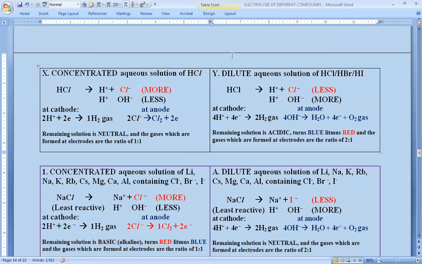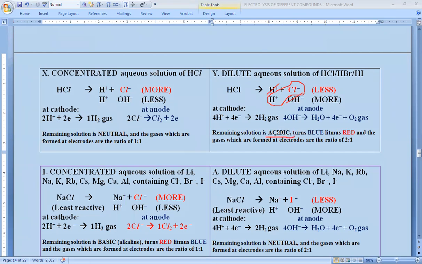But the remaining solution is acidic. How? Because hydrogen evolved from the solution and hydroxide discharged at the anode, so the remaining solution contains H+ ions and Cl-, Br-, or I- ions. With HI, HCl, and HBr, they are acidic in nature. That is why the remaining solution is acidic.